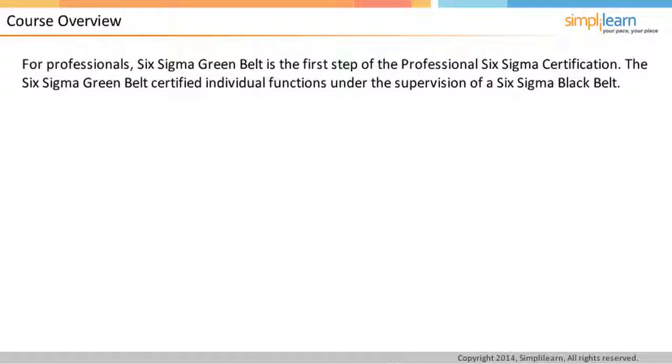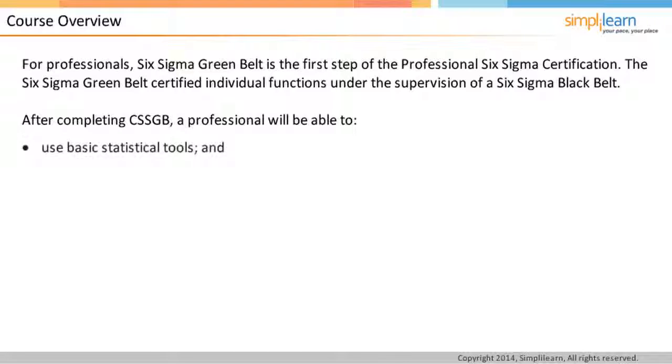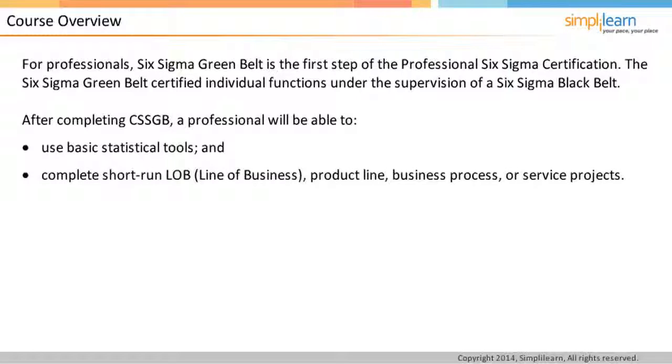For professionals, Six Sigma Green Belt is the first step of the professional Six Sigma certification. The Six Sigma Green Belt certified individual functions under the supervision of a Six Sigma Black Belt. After completing CSSGB, a professional will be able to use basic statistical tools and complete short-run LOB, line of business, product line, business process, or service projects.